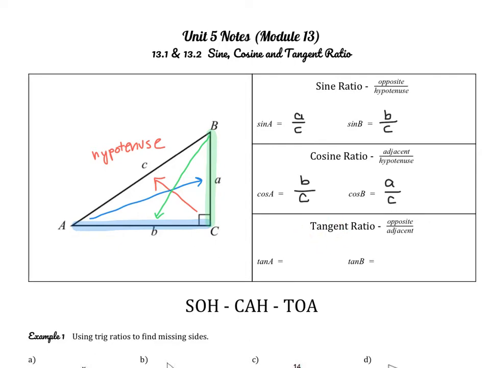The last ratio we're going to learn about is called tangent. By definition, tangent is the length of the opposite side over the length of the adjacent side. For the tangent of angle A, the opposite side is side A, and the adjacent side is side B. So that ratio is A over B. If I'm finding the tangent of B, again I start here, opposite is B, adjacent is A, so this one is B over A.